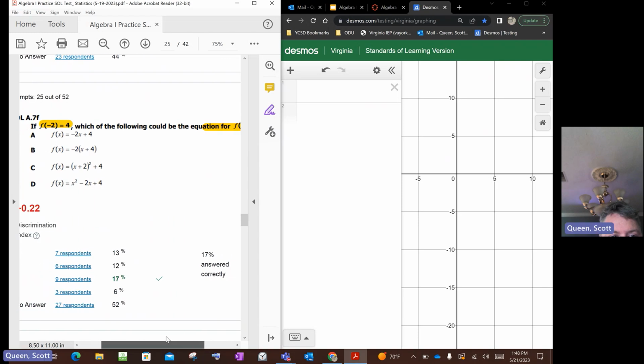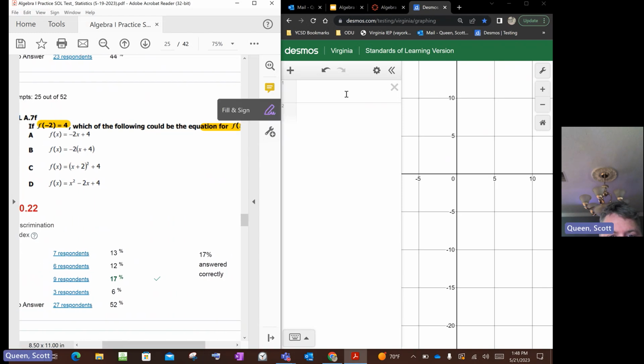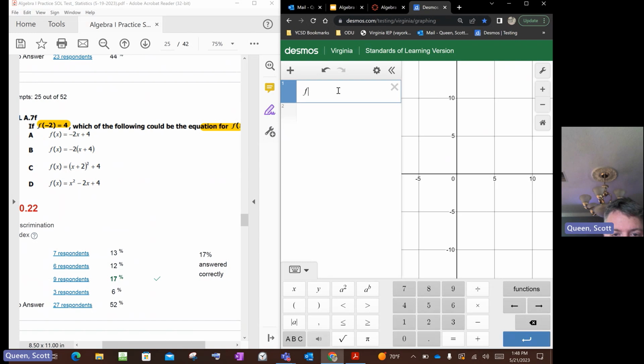Well, since this one, we could type that in if you want. Let's type it in. F of -2 equals 4. Okay. Now, it doesn't like that. All right. Now, we'll come back to that. We don't have to do that. But let's type in these other ones, starting with A.